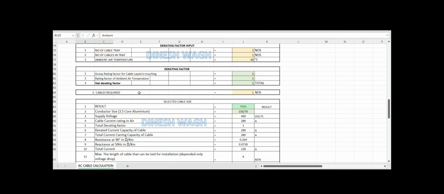So friends, by using Excel and considering current, voltage drop and derating, we can select the best cable size for safety, efficiency and long life.